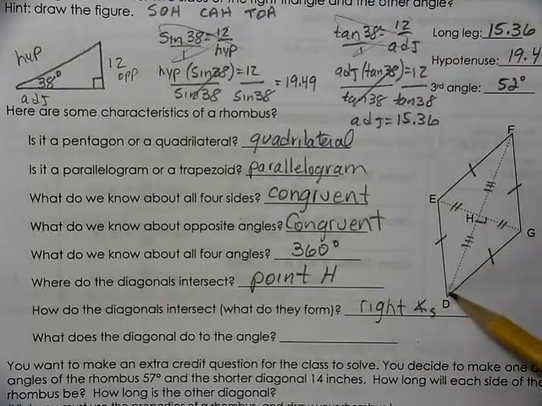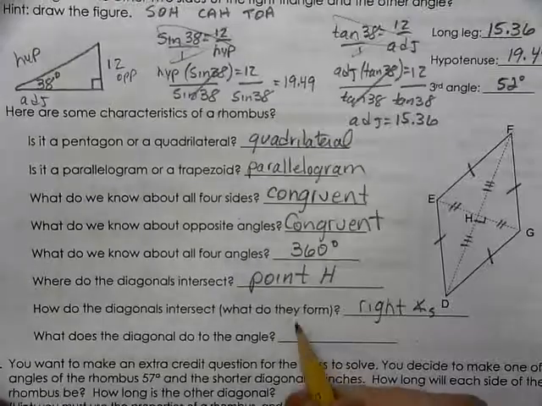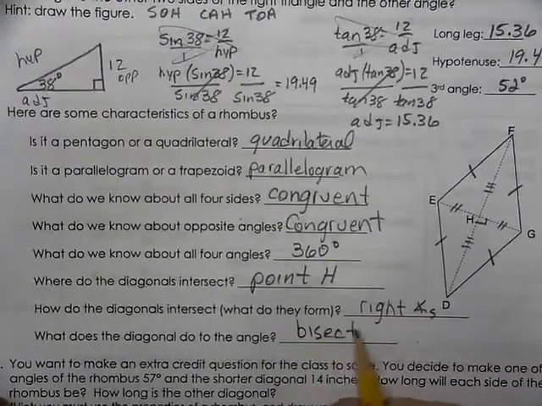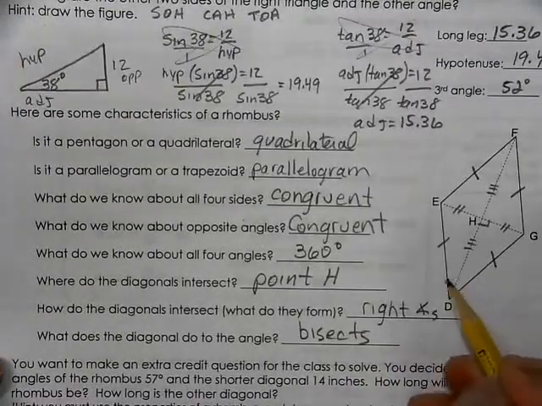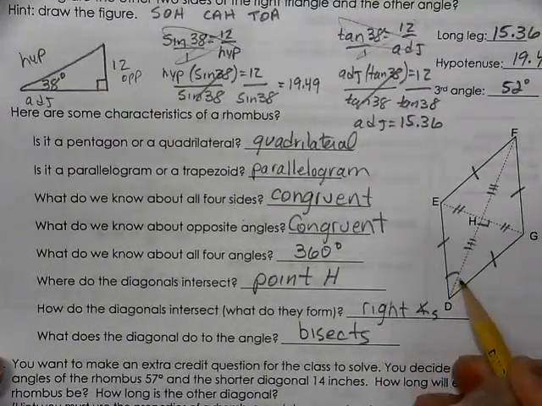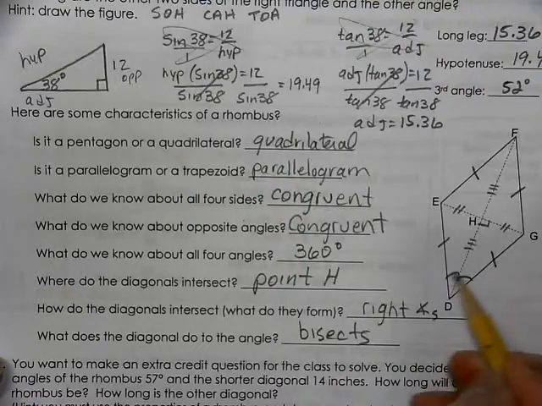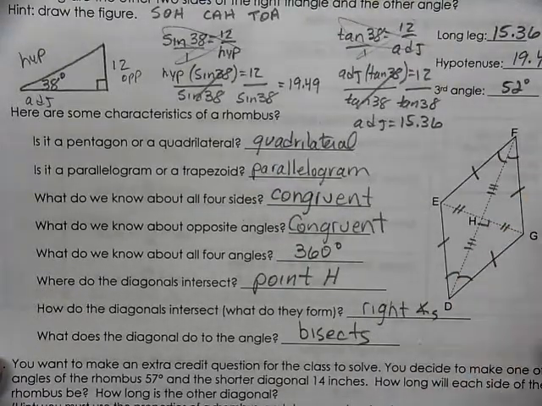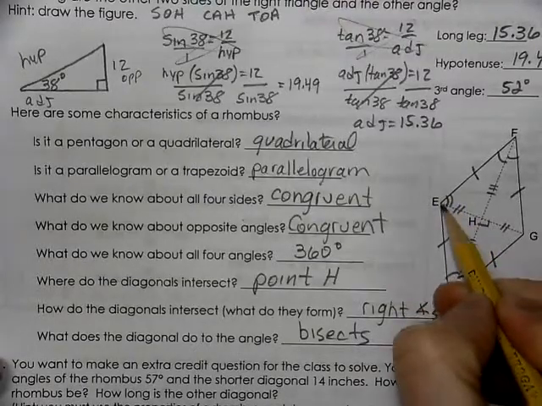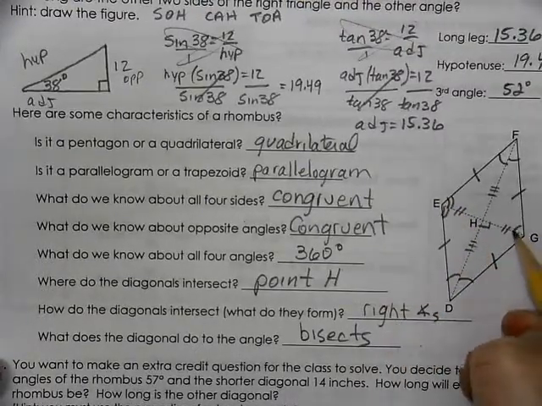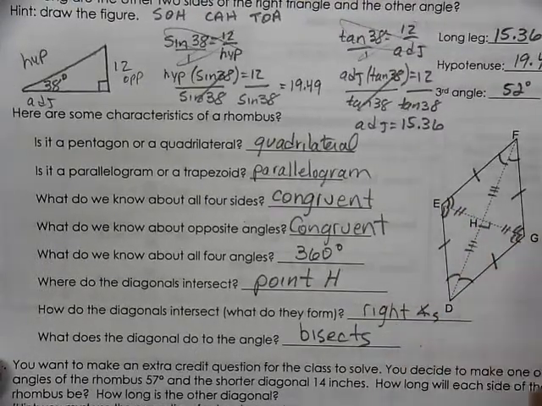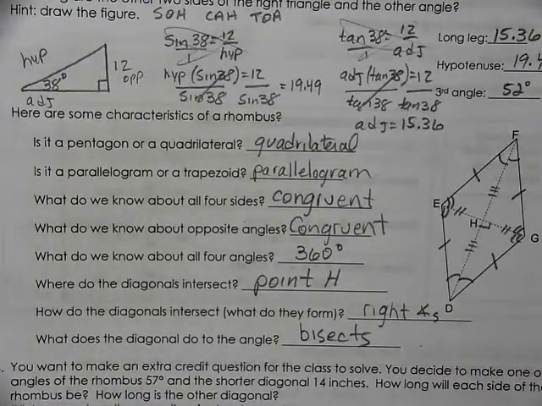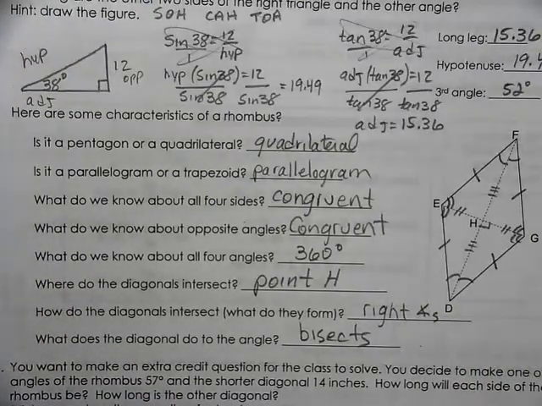When the diagonal comes into the angle, it bisects the opposite angles. So this one gets cut into 2 equal pieces, and it would do the same here. These are going to come out to be the same. So those are some common properties that we talk about with a rhombus.